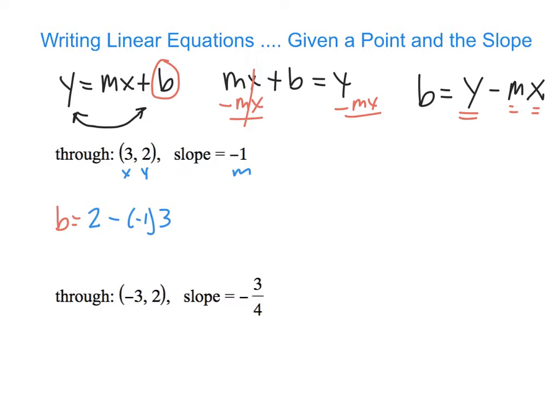2 minus -1 times 3. Following the order of operations, this is 2 plus 3, which is 5. So the y-intercept b is 5. And we know the slope is -1, so I can write my equation. y equals m, which is -1, x plus b, which is 5.